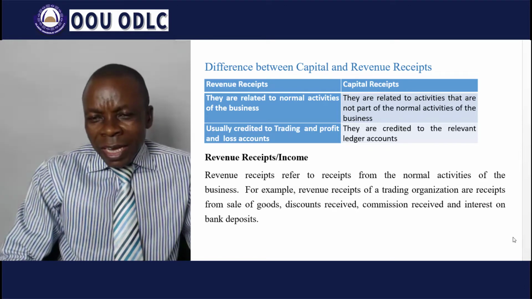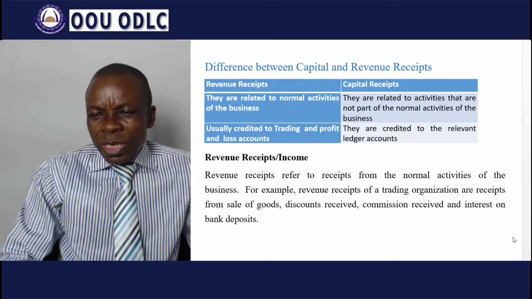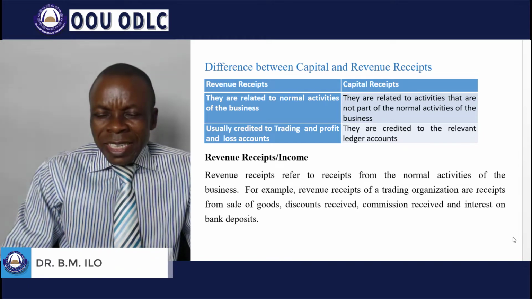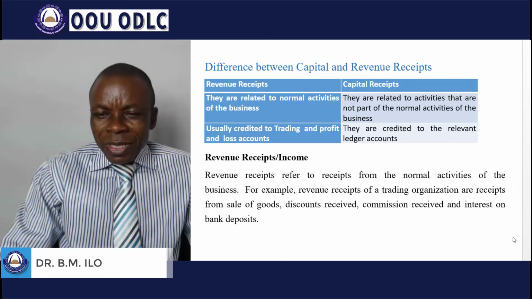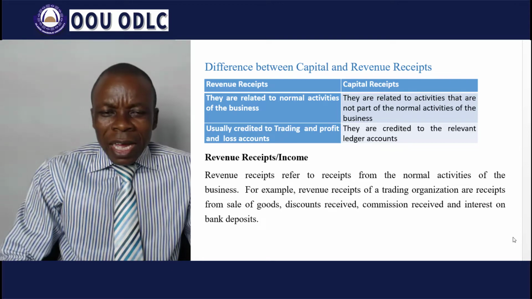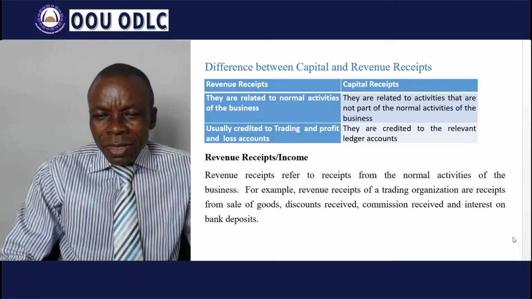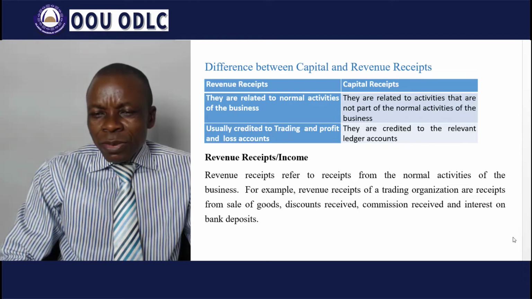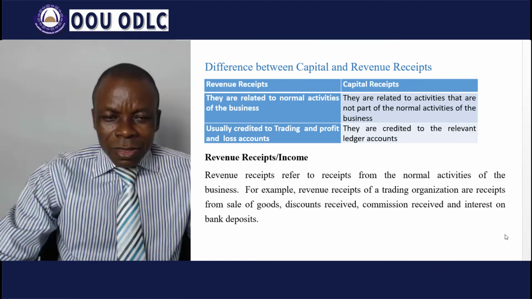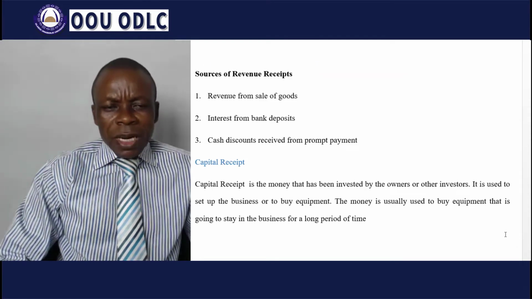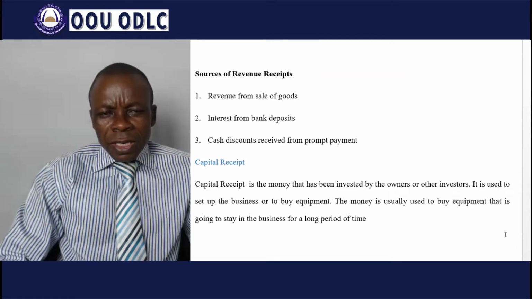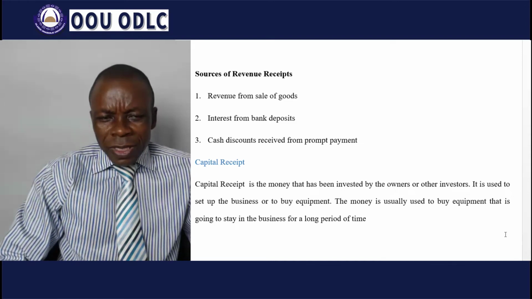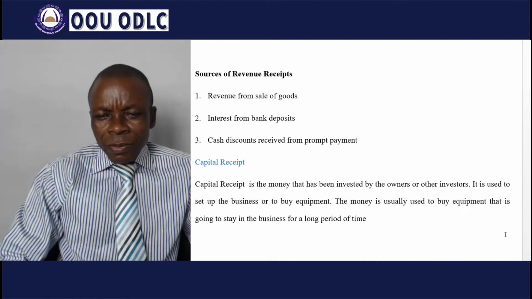Capital receipts, on the other hand, are not related to the normal activities of the business. They occur occasionally in the business. Revenue receipts are usually credited to the profit and loss accounts. But capital receipts are meant to be classified and recorded in the relevant ledger accounts. So, the sources of revenue receipts: they come mainly from sales of goods, interest from bank deposits, and then cash discounts received from payment.